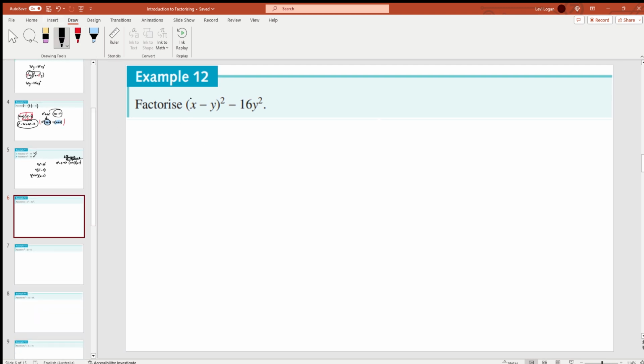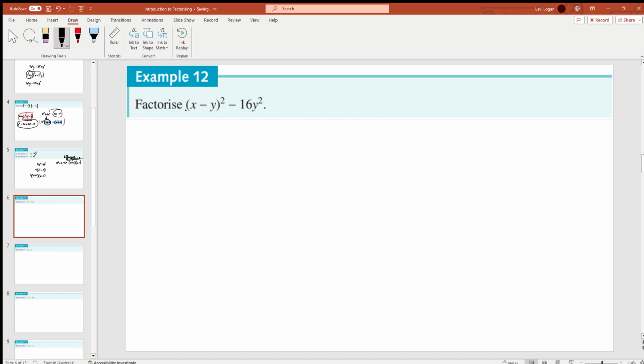So this one, factorize brackets x squared minus y all squared minus 16y squared. So at the moment we can't factorize anything because, well, for starters, there's nothing they really have in common. There's no common factor really available at this current moment. Once we take care of this, then we could perhaps factorize something.